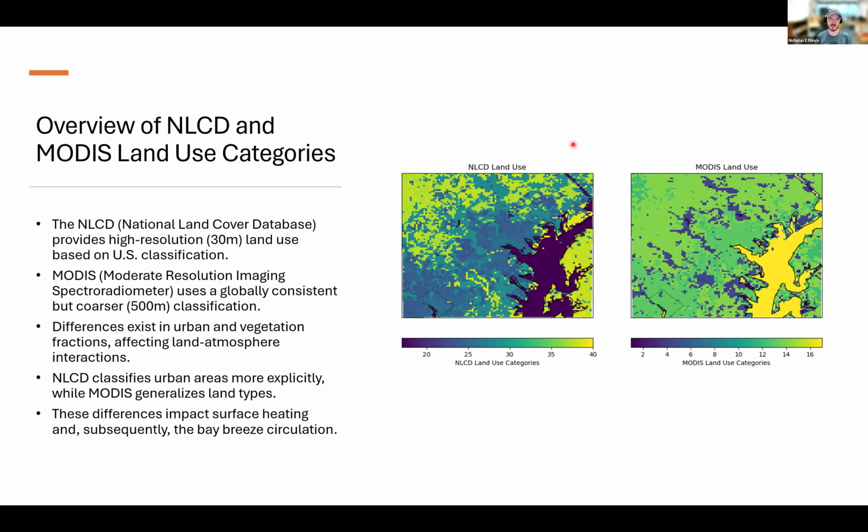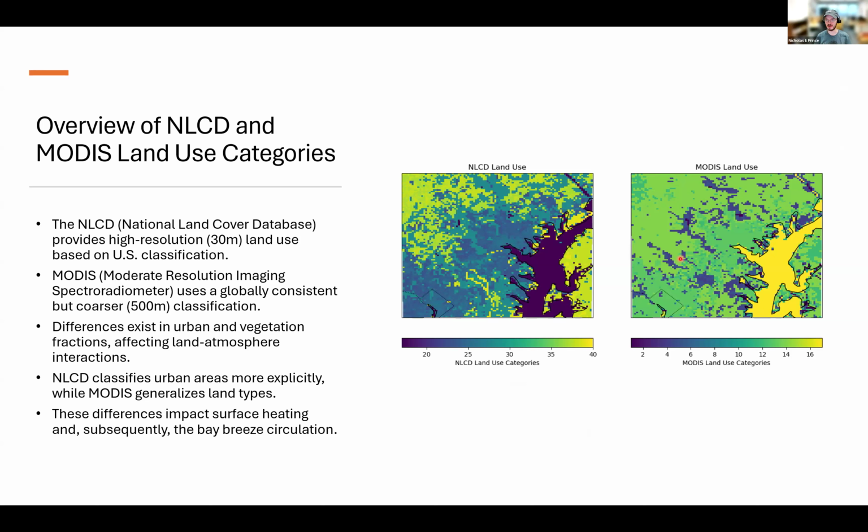So the 2 land use category data sets that I use are from NLCD and MODIS. NLCD is higher resolution and has more categories. Most notably, it has 3 urban categories, low, medium, high, compared to MODIS, which is coarse, and it has more generalized land use categories. It has only a single urban category. And the definitions of these are even different where they're similar. So if that makes sense.